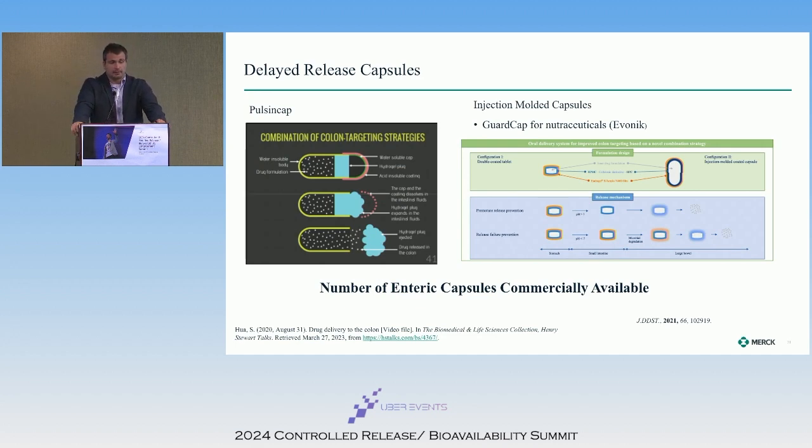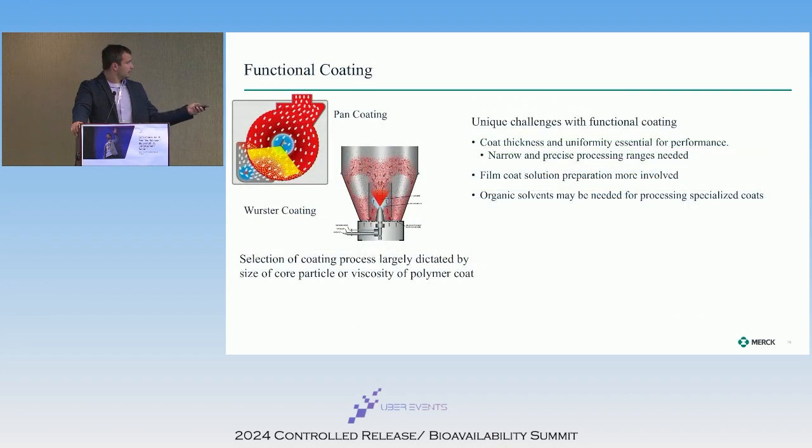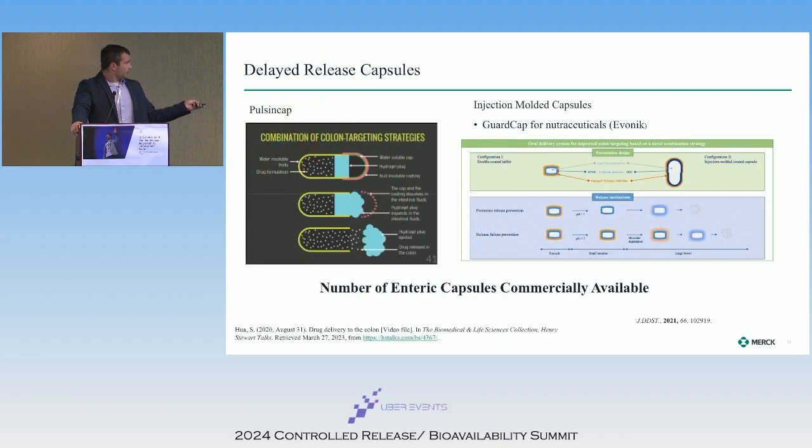There are a number of delayed release capsules on the market. These are two examples, but there's a number of enteric capsules on the market as well. In this case, this one is a Pulsincap, which is targeted for the colon. You have a water insoluble coat, and then the capsule top comes off, and you have a plug that ensures a little bit of delay. And this is a Guard cap from Avonic as well that has a double-coated capsule, which has a pH-dependent and then a time-dependent layer.